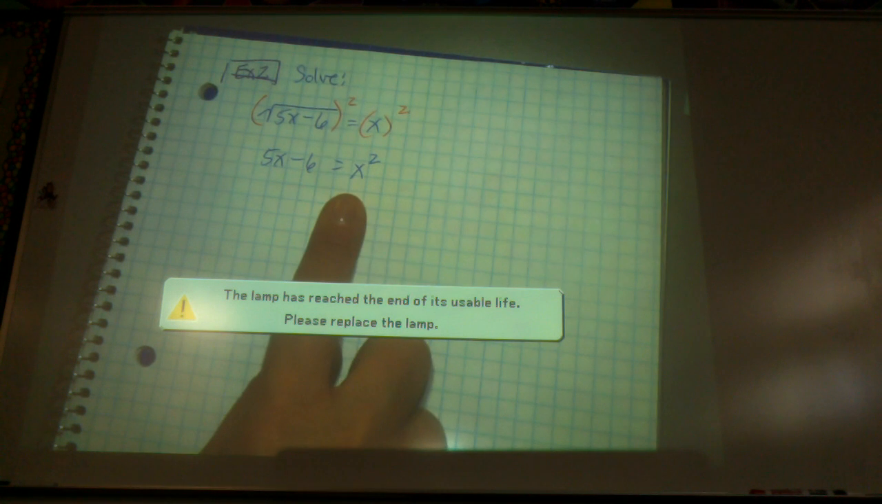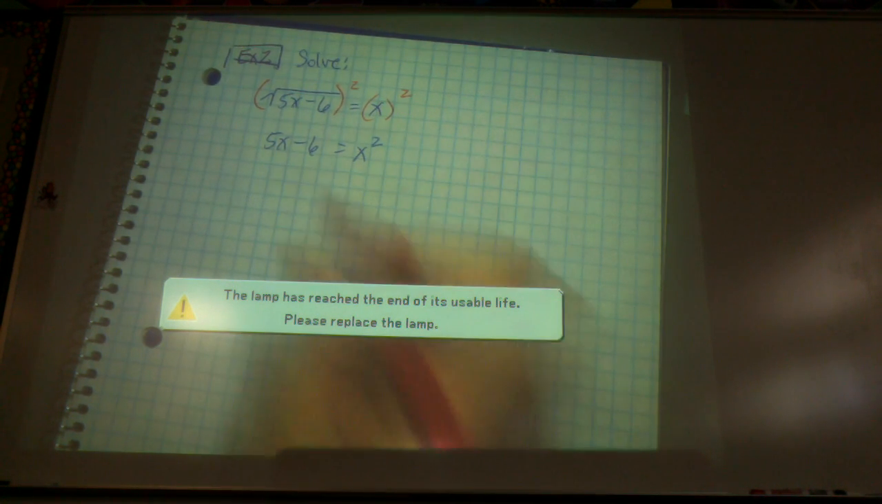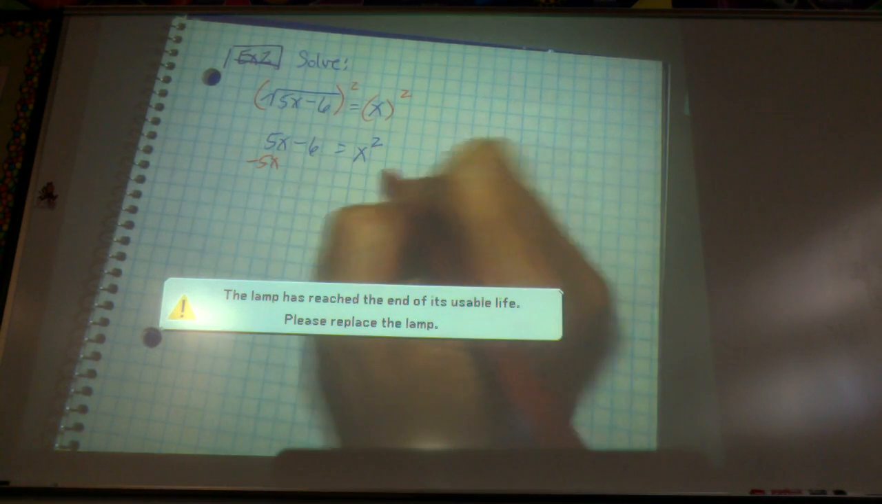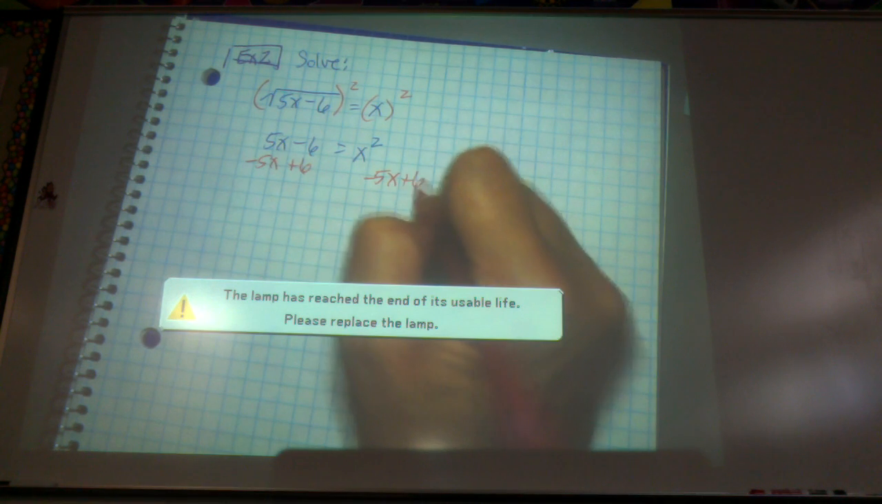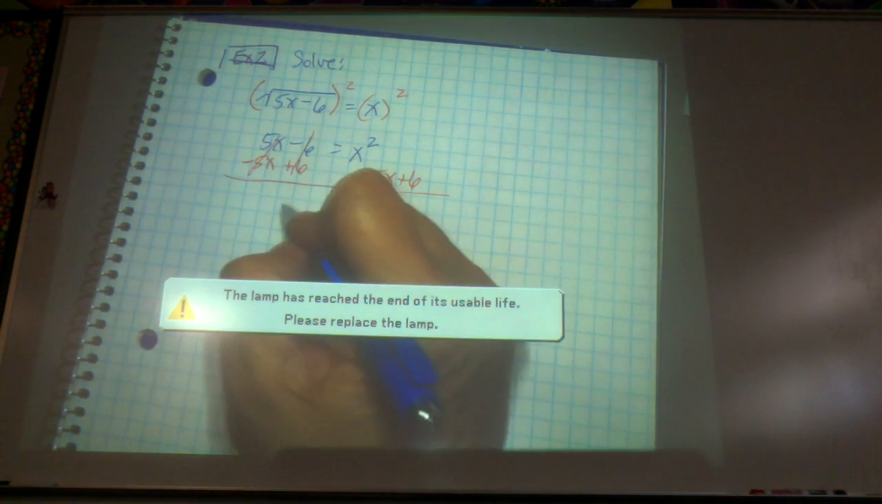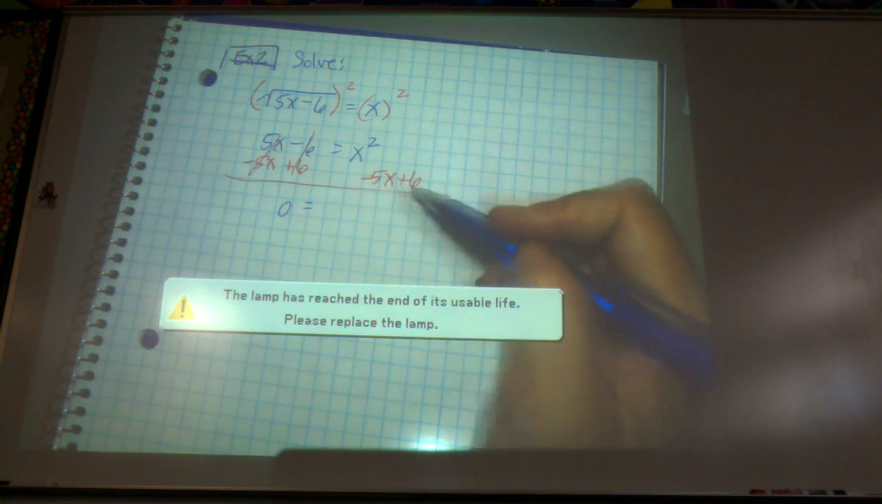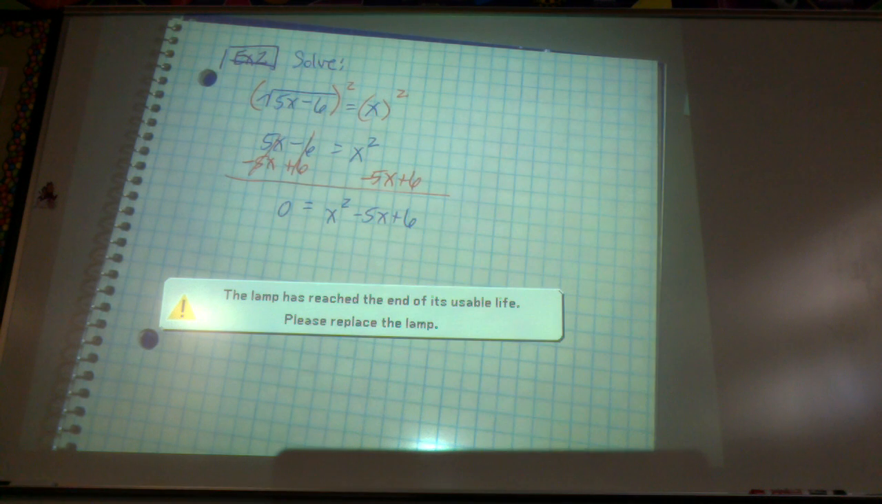Yeah, here's my x squared term. I want it to stay positive, so I have to move these two terms. So I'm going to subtract a 5x, subtract a 5x, add a 6, and add a 6. So I have nothing on the left but what? 0. Write this in descending order: x squared minus 5x plus 6. You factor that.